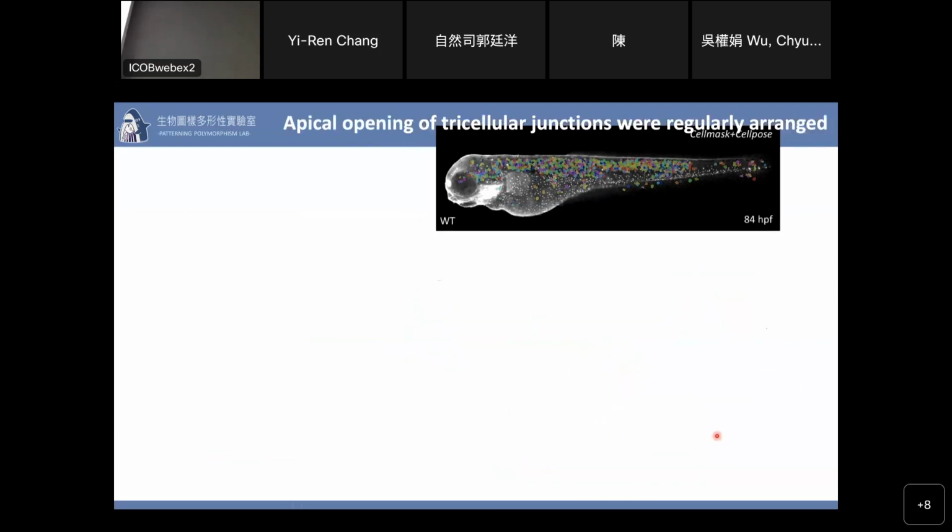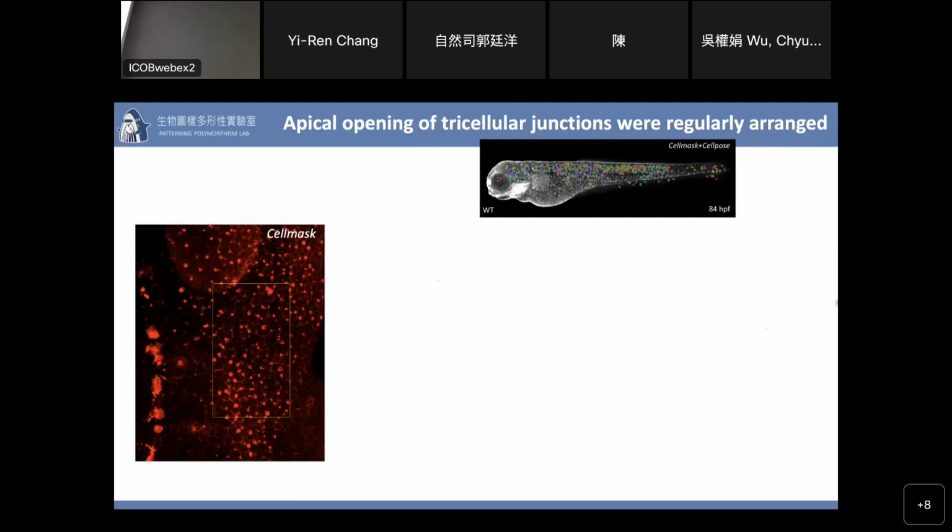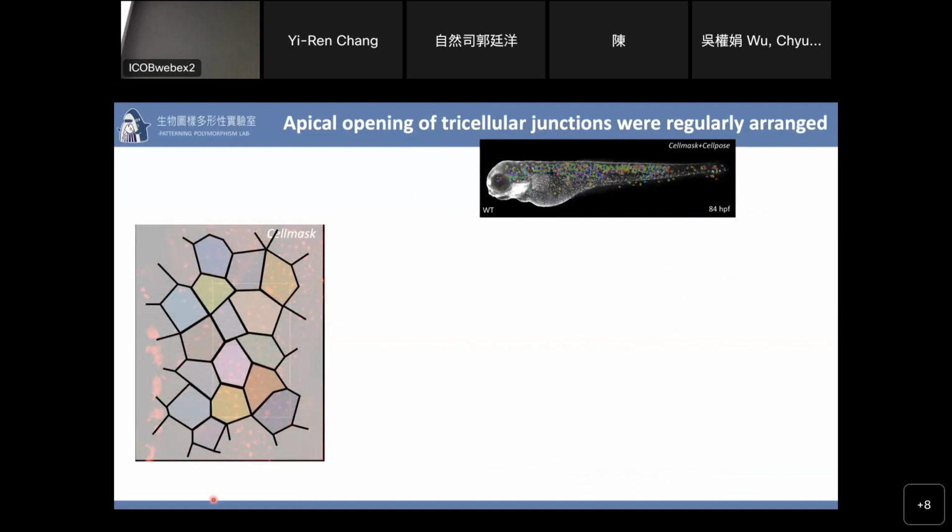And let's look at the apical opening first. The apical openings, we can count them from the cell mask and soil project for this image quality. So, simplified, we label the cell boundary. And the apical opening is located in what we call the tricellular junction.